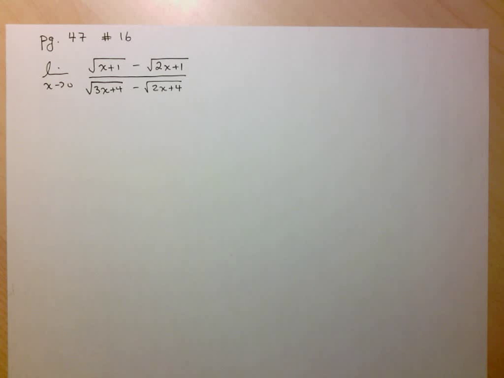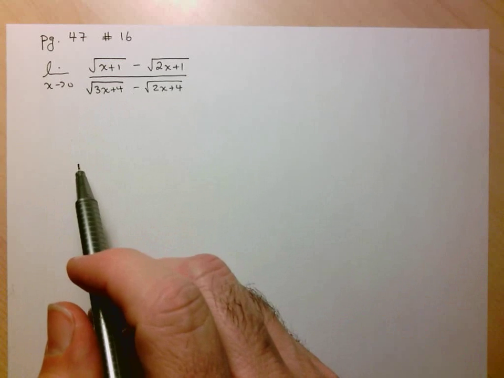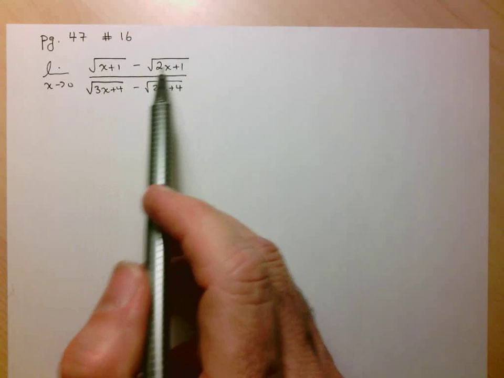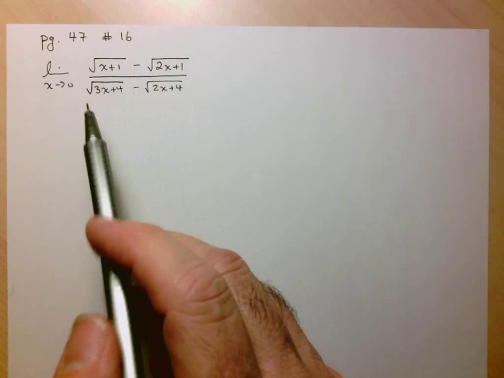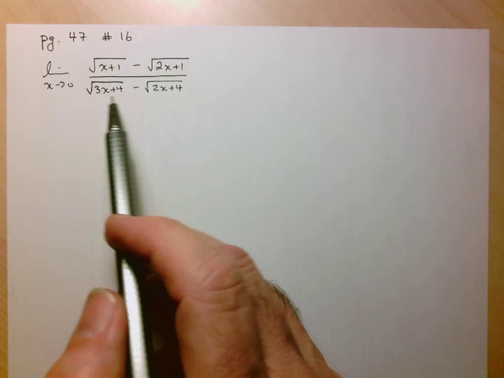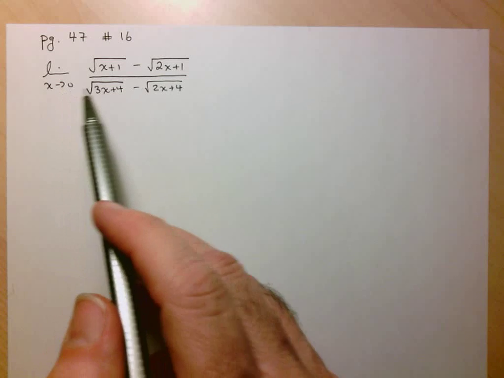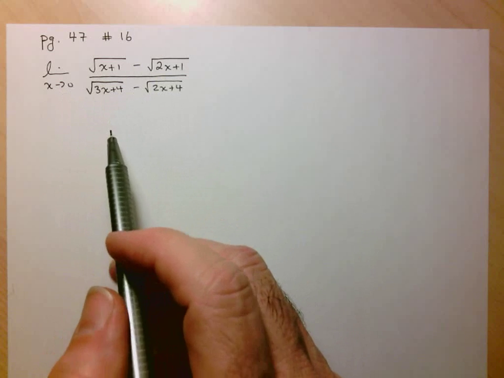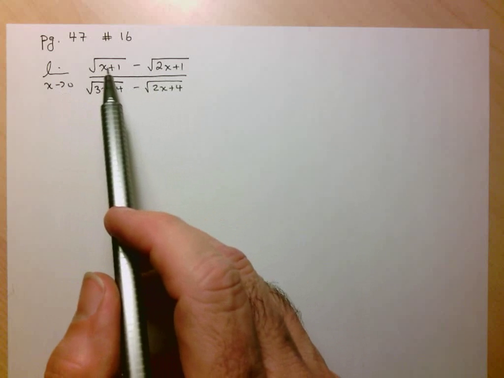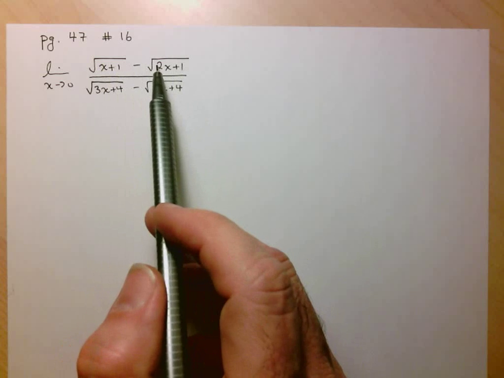Hi folks, we're going to look at the solution for number 16 on page 47, and we've got this limit here. If I look at all the individual components of the limit, these are all fairly nice square root functions. Normally, as long as the functions are defined for the given x value, they're all continuous. But when we try to input 0 into the expression, we get 0 plus 1, so the square root of 1 is 1, minus again the square root of 1, so 1 minus 1 is 0.